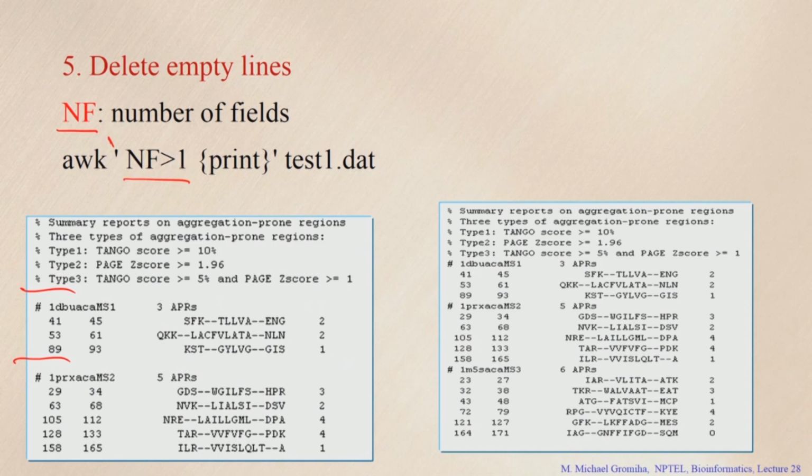What is the meaning of NF greater than 1? The number of fields should be more than 1, and if it is more than 1 then you print. Here, will you get the results on the screen or in a file? On the screen, you can see it on the screen. So, if you work on this, you will get this result. These empty lines are eliminated, all others are fine. In type 3, this empty line is eliminated and this empty line is eliminated. This is fine.